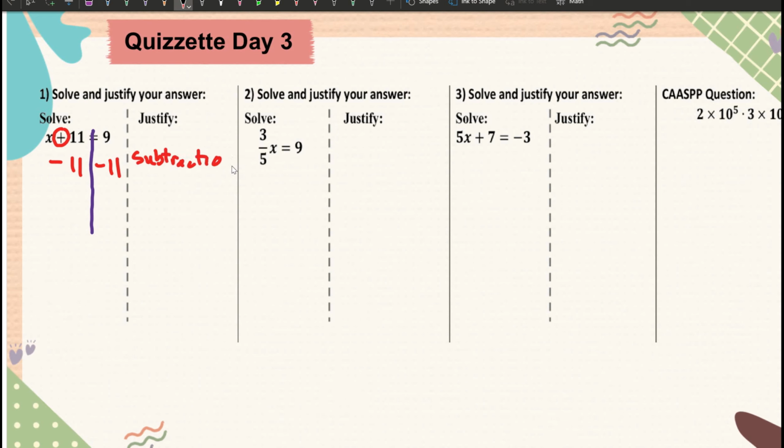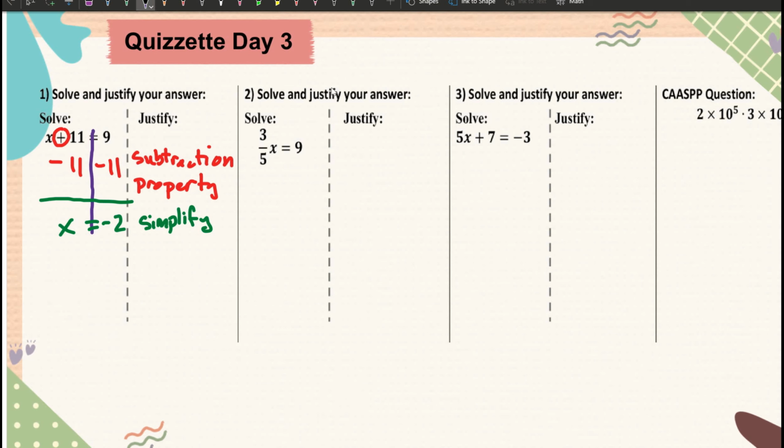Subtraction property. Then what we're going to do next is calculate: x equals 9 minus 11, which is negative 2. Any calculation we will call simplify. That will be it for number 1.